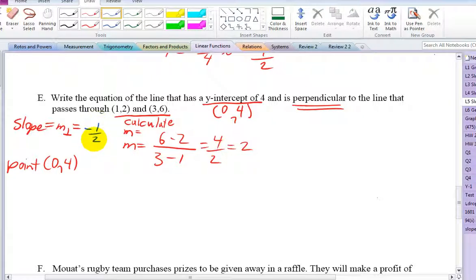-1/2. Okay, so now you're really combining your ideas from yesterday and today. So we find the slope, but we want the perpendicular slope. Okay, y minus y1 equals m(x minus x1). Substitute in what you know.